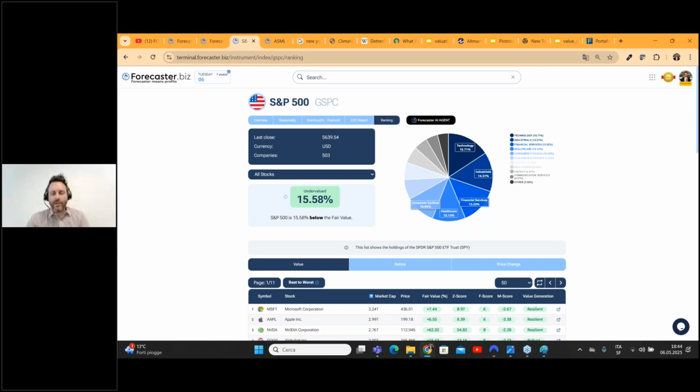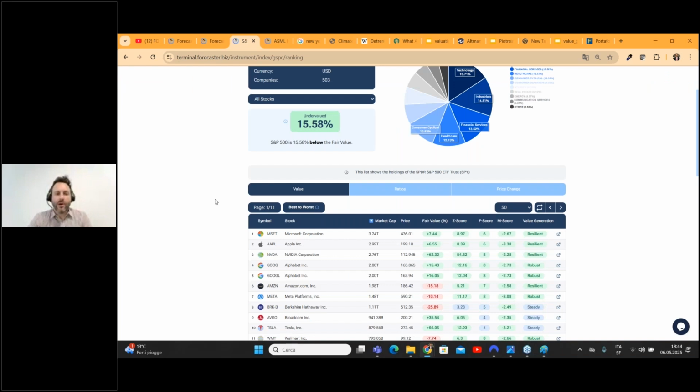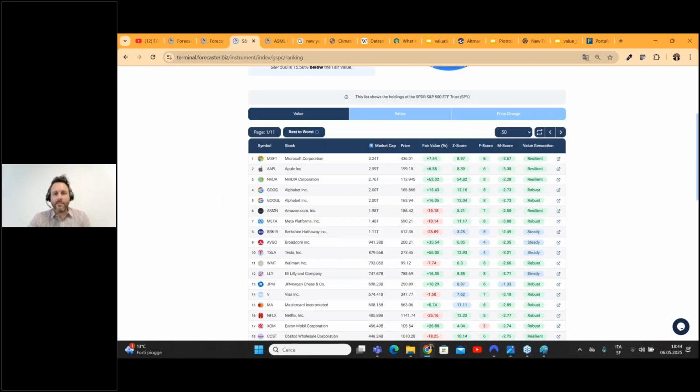But if you are looking for opportunities, talking about the stocks, you can find the best opportunities here. For example, if you are looking for the best company, fundamentally speaking, you can just click on this button, and here you have a list of the companies with the best fundamentals.